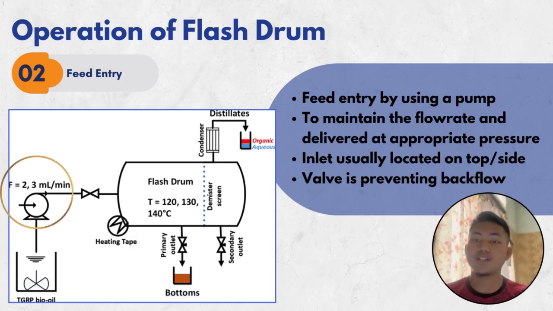The second step is feed entry. The mixture enters the flash drum by using a pump. As you can see in the picture, the circled one, the reason a pump is used is to maintain the flow rate and ensure the mixture is delivered at appropriate pressure. Usually the inlet of the flash drum is located on the top or at the side of the flash drum. As you can see in the picture, the function of the valve before the mixture enters the flash drum is to prevent backflow.